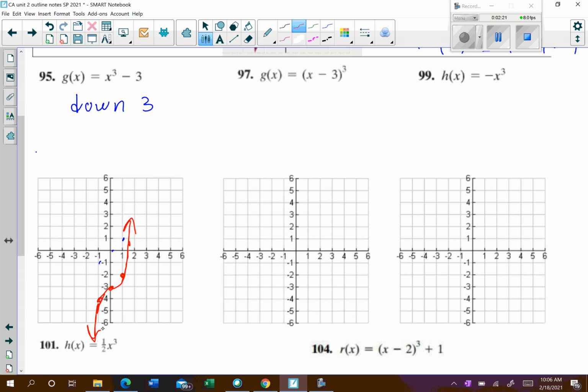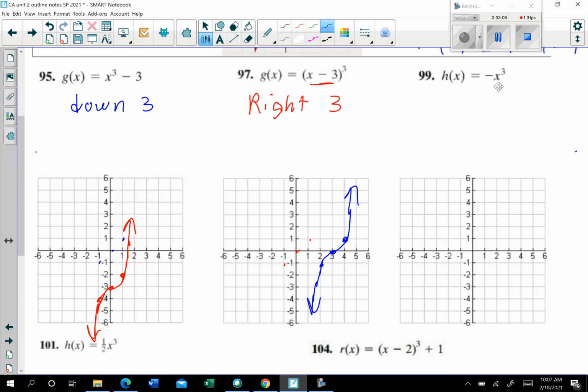Okay, on 97, the difference is we have the minus 3 directly with the x before the exponent is applied. So that's going to cause us to shift to the right. We're going to go to the right 3 spots. So there's our original points that we start out with. Then we're going to move them all to the right. 1, 2, 3, 1, 2, 3, 1, 2, 3. And then that little skinny parabola going up, a little skinny parabola going down. There we go.